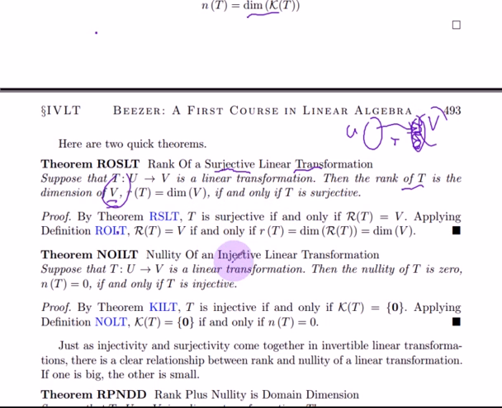On the other hand, if we have an injective linear transformation, we know that the kernel is trivial. The only vector that maps to 0 is the 0 vector itself. So the kernel has dimension 0. So that means the nullity is 0. Nullity is the dimension of the kernel. So here we have that the nullity is 0 if and only if the map is injective.